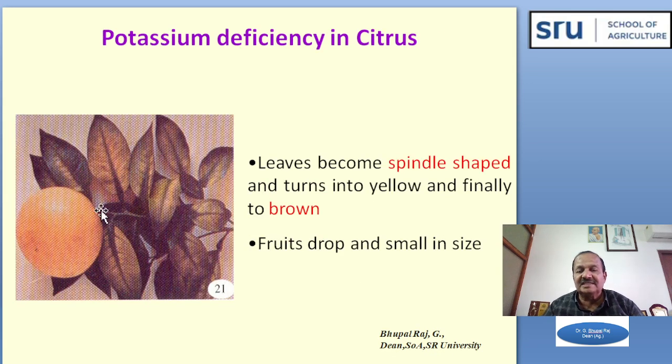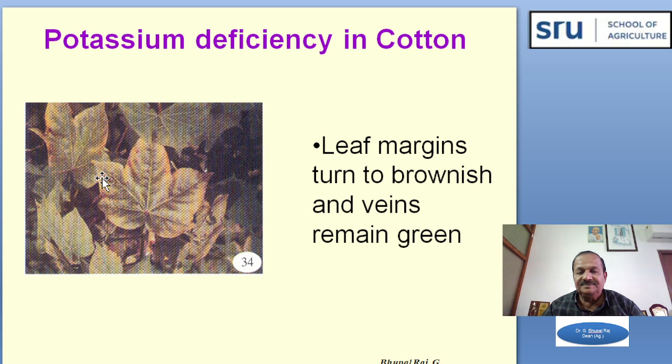So this is the citrus. In citrus, the leaves become spindle shaped and turn yellow, finally brown. So finally the brown color. This is the main symptom of potassium deficiency. Here the fruits, so what will happen? Fruits will drop and fruits will look small in size.